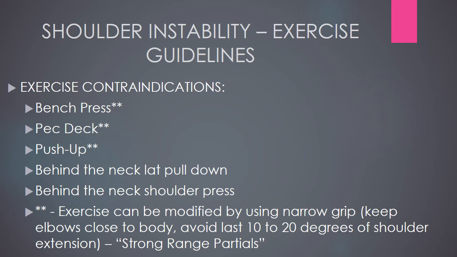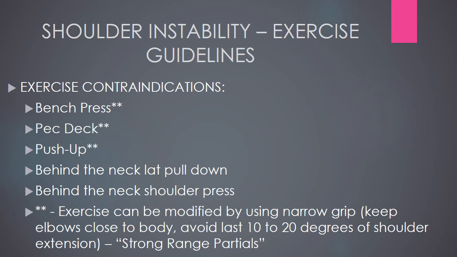Now, all of these exercises can be modified in some way to make them less stressful to the capsulo-ligamentous structures. For example, with bench pressing, the exercise can be modified by using a narrow grip versus a wider grip. In other words, by keeping the elbows close to the body, you minimize the shoulder abduction and minimize the likelihood of provoking instability.